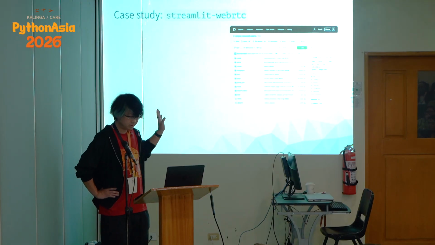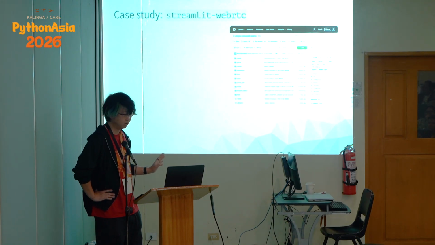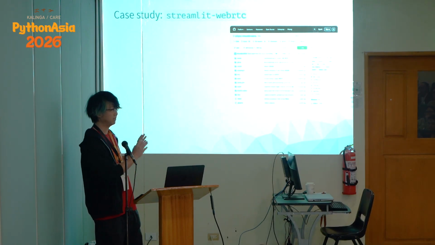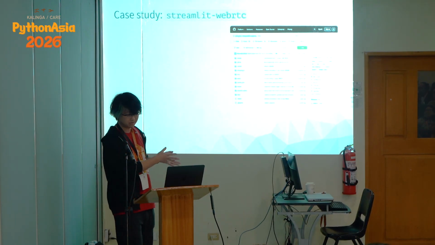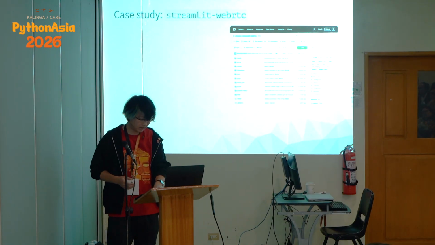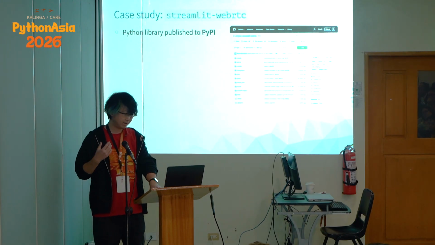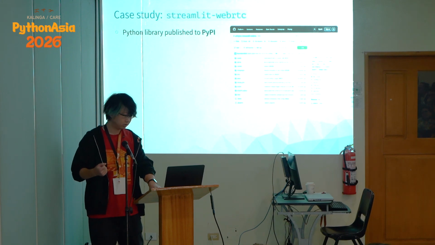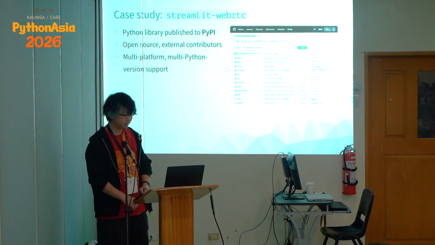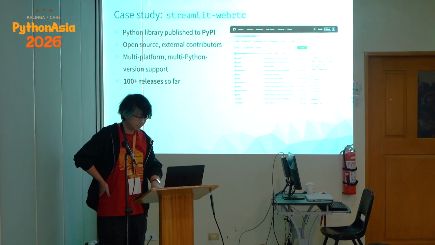This is the project that I'll use as a case study here in this talk. It's a Python library called Streamlit WebRTC. You don't need to mind the details of this library, actually, but we use this as just a use case here. It's a Python library published on PyPI and has been developed by me with huge support by external contributors, and it already has more than 100 releases on PyPI.